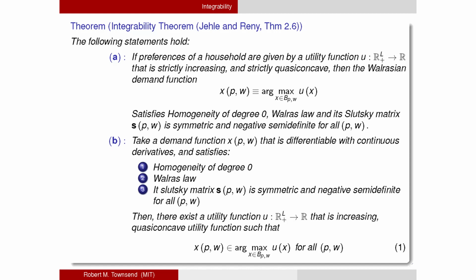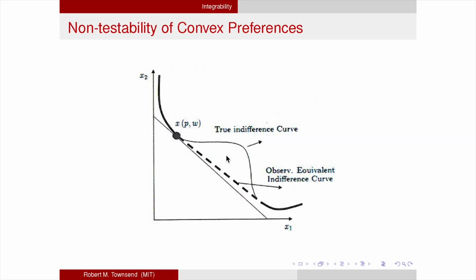So let me backtrack. This first part A is what we did initially. The second part B is the integrability theorem that says we can work backwards from the data set to an underlying utility function, which again has to be increasing quasi-concave and would generate the data as if a solution to the max problem. So this is the bit about not testability of convex preferences.